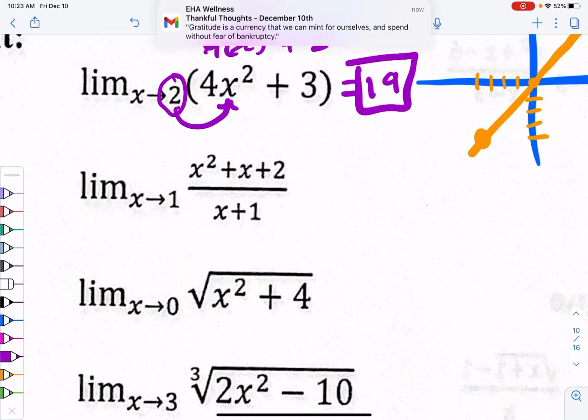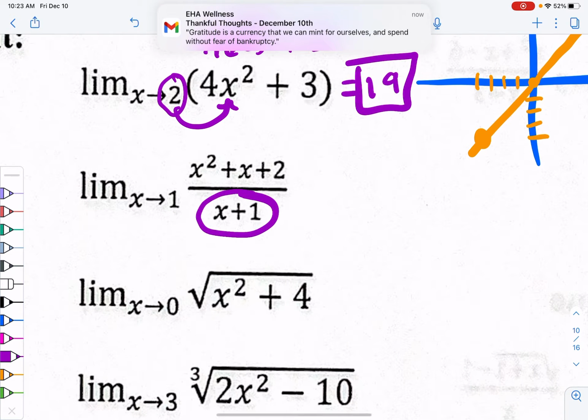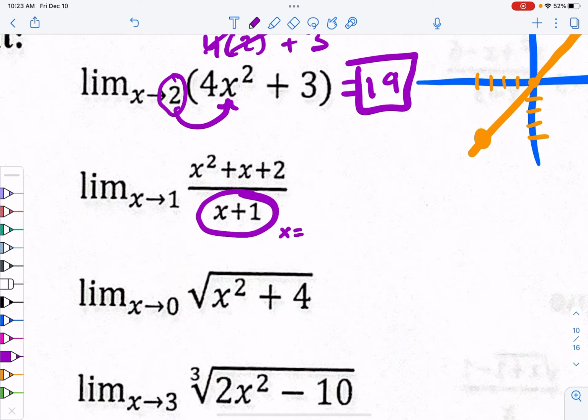Here, I have a denominator, which means I have a vertical asymptote, okay? X plus 1 means I have a vertical asymptote at x equals -1. But look at what we're plugging in. We're trying to find the limit at positive 1. We don't care about negative 1. We're trying to find the limit at positive 1. So even though this has a vertical asymptote and some weird funny business, we can still plug this thing in.